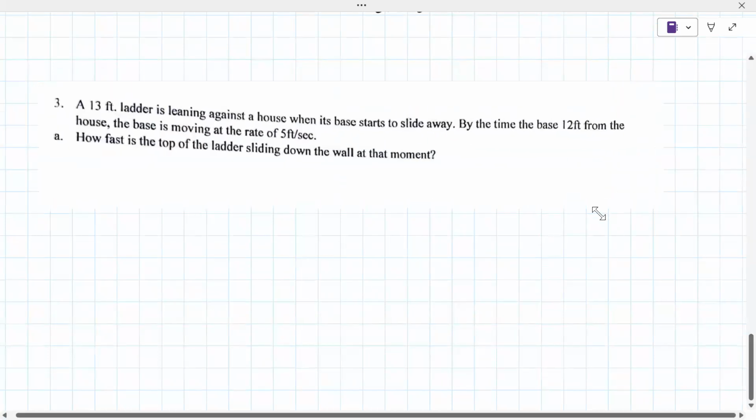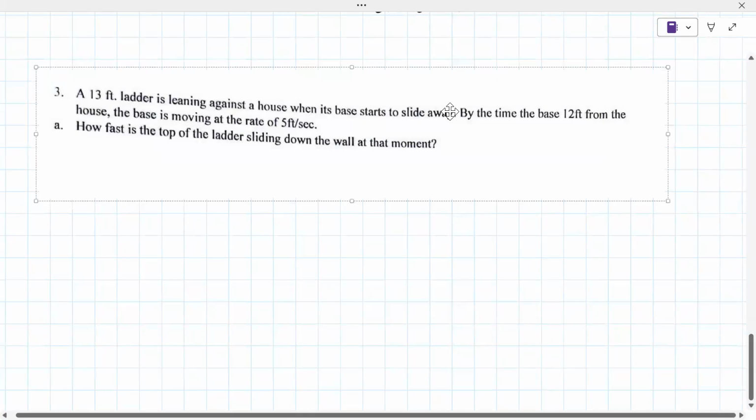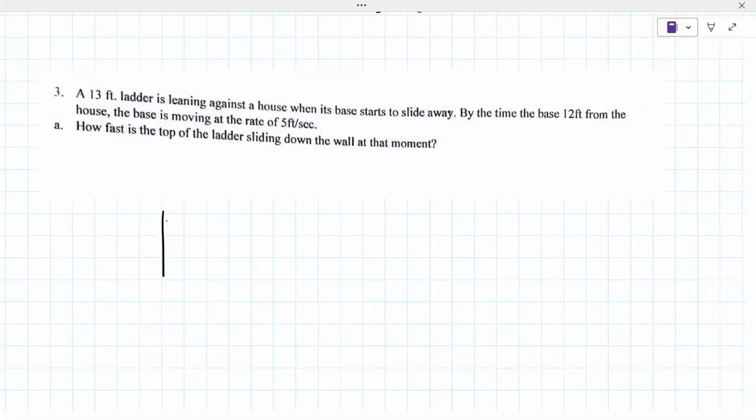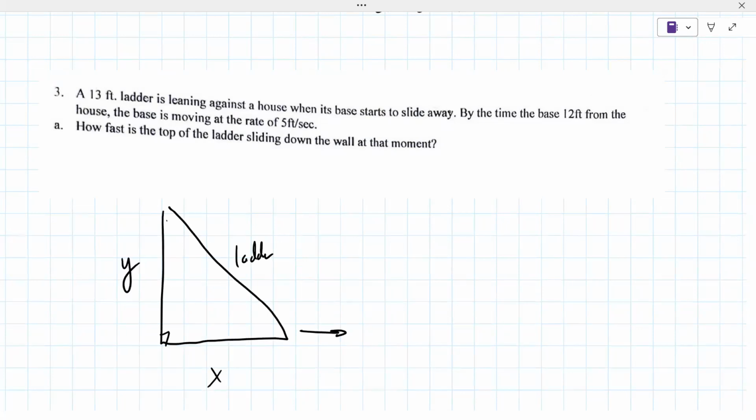Right, so the picture is important here. It says a 13-foot ladder is leaning against a house. When its base starts to slide away, this is moving out this way. That's X. That's Y. The ladder is 13 feet. By the time the base is 12 feet from the house, that's 12, and it's moving at a rate of 5 feet per second. How fast is the top of the ladder sliding down the wall at that moment? So we're interested in solving for Y prime.